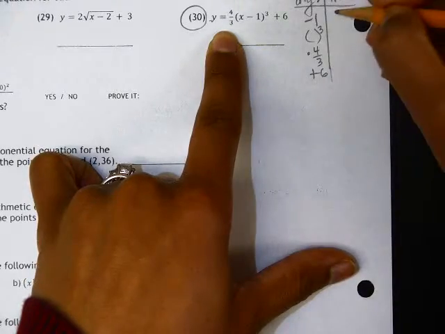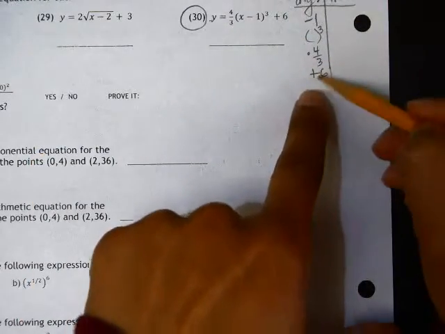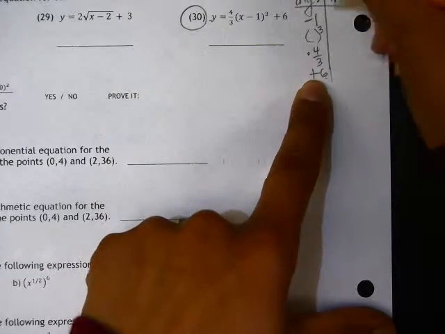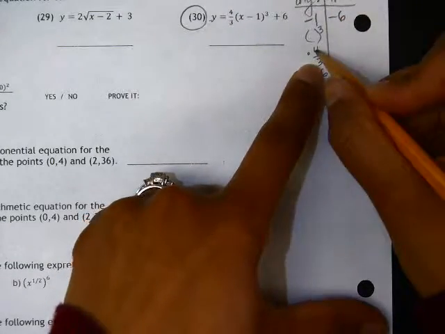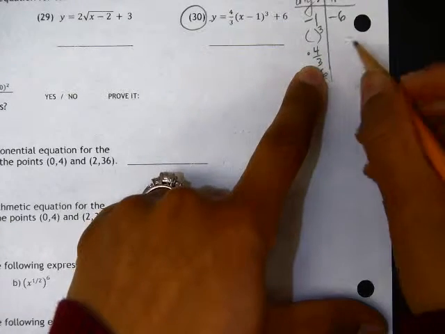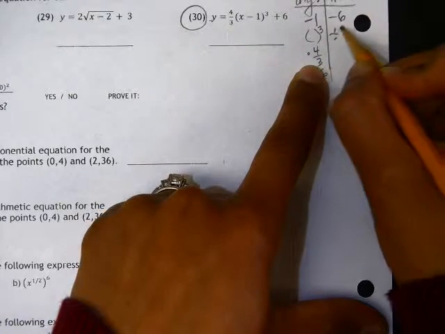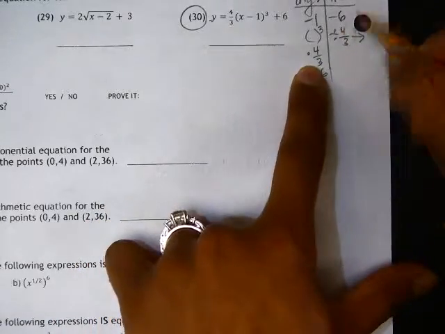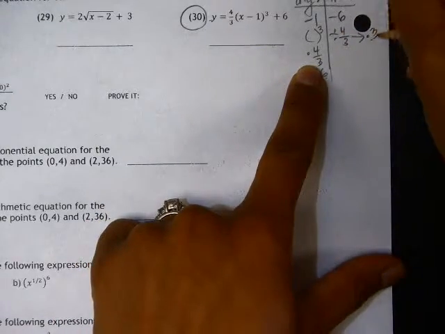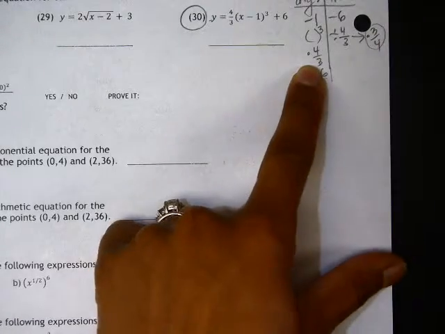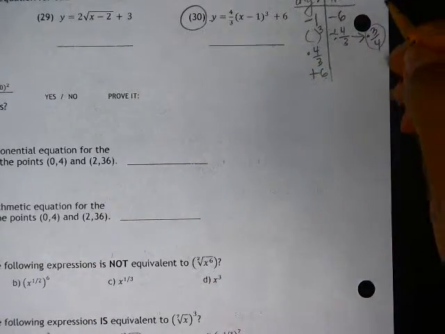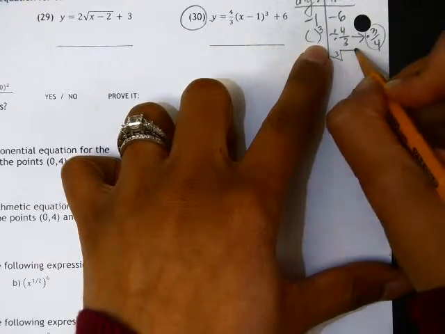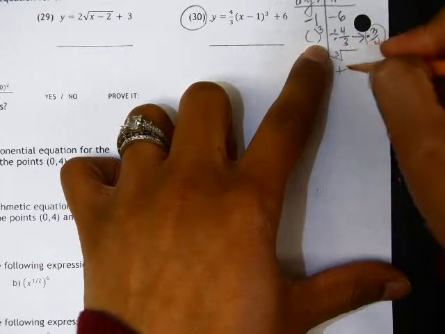To find the inverse of this equation, we're going to undo each of these operations, working backwards. So the inverse of plus 6 is minus 6. Inverse of multiplying by 4/3 is dividing by 4/3. I'm going to also just rewrite that. Instead of division by 4/3, I'm going to multiply by the reciprocal, which is 3/4. The inverse of cubing is cube rooting, and the inverse of subtracting 1 is adding 1.